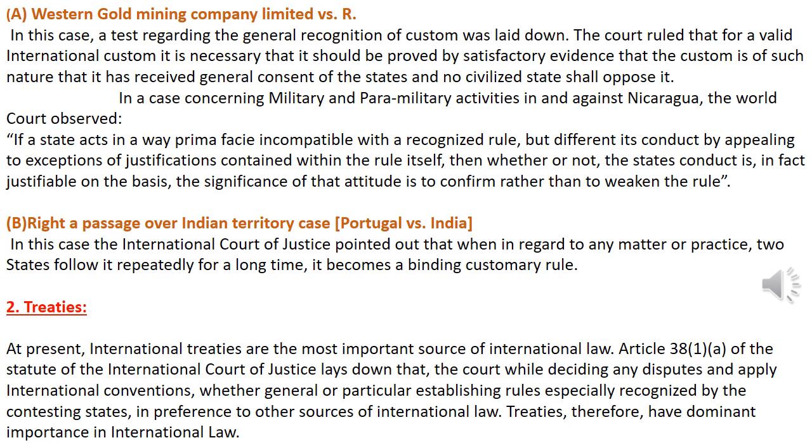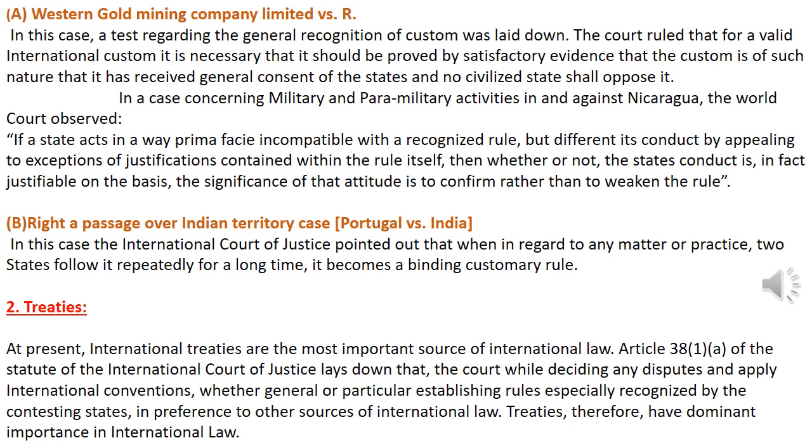The second case is Right of Passage over Indian Territory, that is Portugal versus India. In this case, the International Court of Justice pointed out that when in regard to any matter or practice, two states follow it repeatedly for a long time, it becomes a binding customary rule. The next source is treaties.